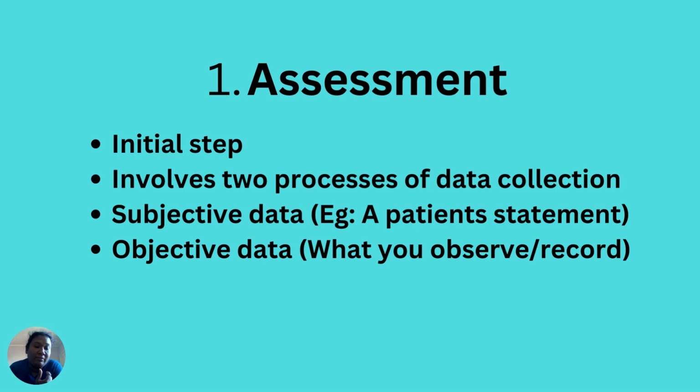An example of subjective data is where the patient tells you, "I have severe pain on my neck for 2 days." An objective data example is where you observe that the patient has a facial grimace, that the patient is in severe pain, or you take the observations and find that he or she has a higher heart rate, the BP is elevated, etc. That's called objective data, and subjective data is what the patient tells you.